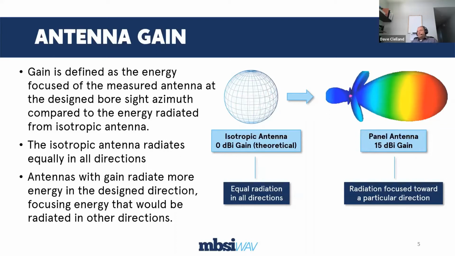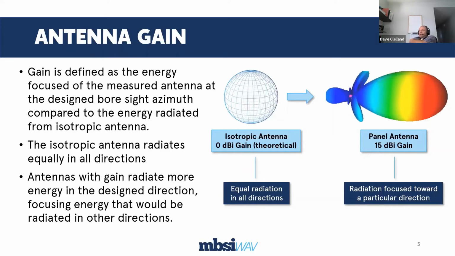So if I have a sector antenna, for example, a 90-degree sector antenna that has about 15 dBi gain, dB isotropic, the I in the dBi stands for isotropic, that would be 15 dB more signal in the design direction than what I would expect out of my theoretical omnidirectional isotropic antenna.